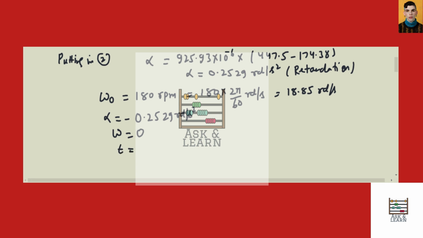We have to calculate the t. So use the equation omega is equal to omega naught plus alpha t. So you will get 0 is equal to 18.85 minus 0.2529 into t. So the time taken to come to rest is 74.5 seconds.